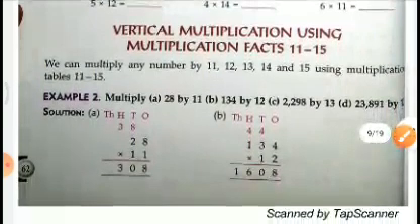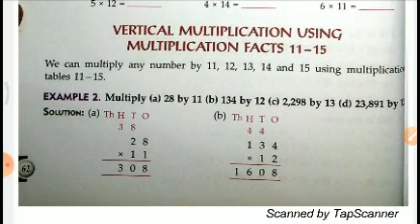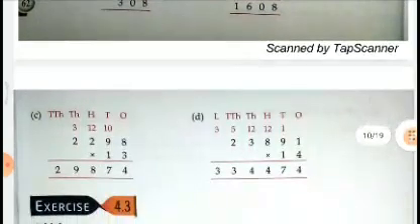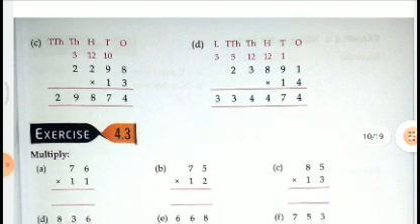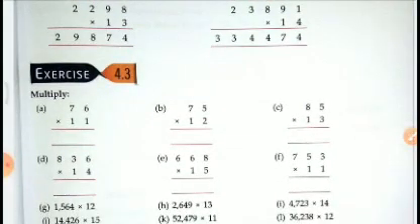Vertical multiplication. Now see, this is simple multiplication. 134. So one by one the numbers are taken for multiplication to obtain the answer. Now we will try to do one. See the first one.